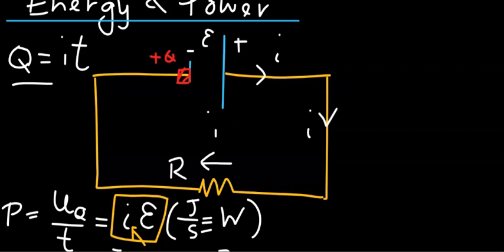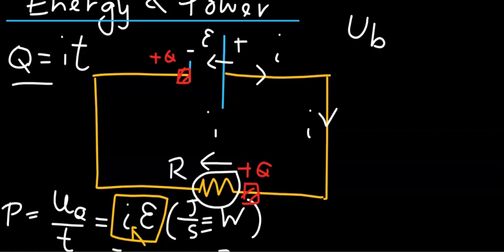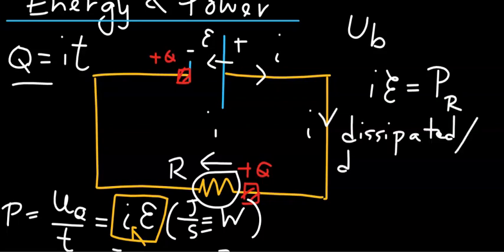As the current goes through the resistor, meaning the charge, the same amount of charge plus Q, will now go through the resistor. In doing so, all the potential energy that it gained earlier from the battery will be dissipated as it goes through this resistor. And the amount of energy that gets dissipated in time T is again I times EMF. And now this term is defined as power dissipated at the resistor, or power delivered to the resistor.